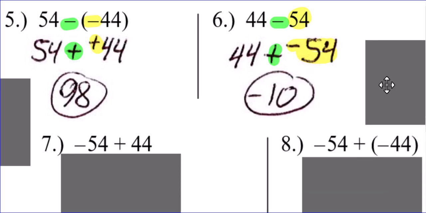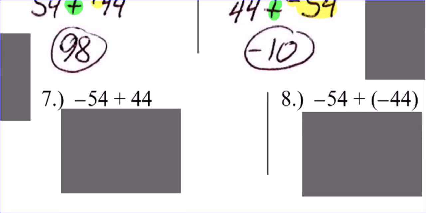Now, why is it negative and not positive? Check it out. The negative 54 wins, so to speak. It has the bigger absolute value when compared to positive 44. Whichever number has, not from the original problem, but from the newly rewritten part, adding the opposite, whichever number has the bigger absolute value determines the sign of the answer.